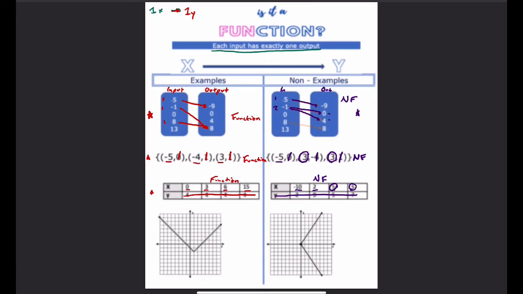Now for graphs, as you can see, there is a pattern here. Our left side are functions and our right side are non-functions. Well, why is the right side not a function? Well, we do this thing called the vertical line test.